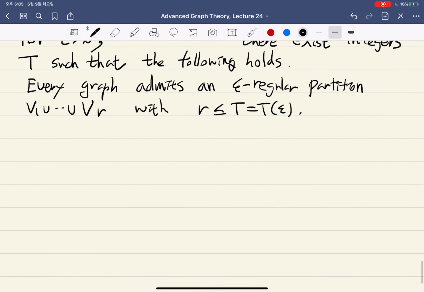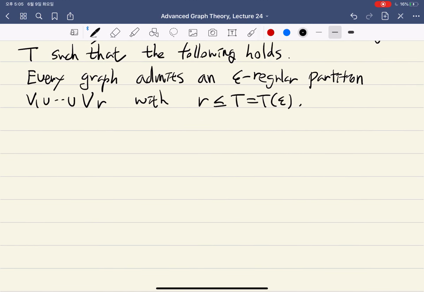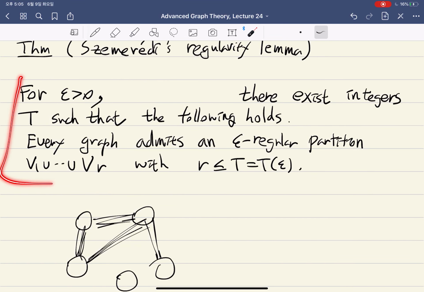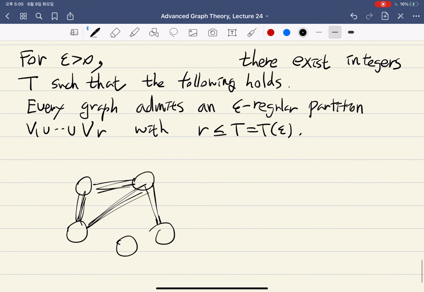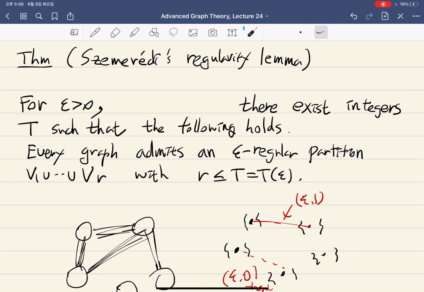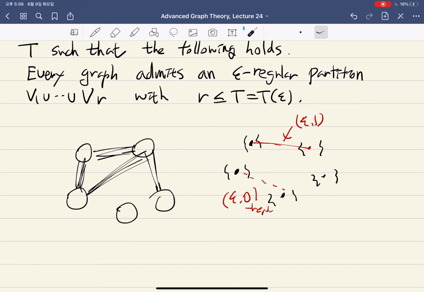So what it means is that for whatever graph you are given, you can partition the vertex set so that most of the parts here are epsilon regular. Note that if the graph is small, then this doesn't really say much. If you have a small graph, then you can partition the graph into single vertices. Then every pair is epsilon regular. If there is an edge here, this is epsilon 1 regular. And if there is no edge here, then this is epsilon 0 regular. So it doesn't really mean anything if the graph is small. But if the graph has many more vertices than this T, then most of the vertex sets must be big.